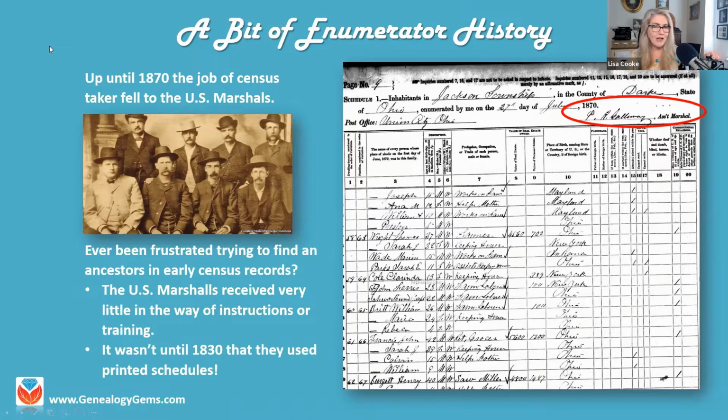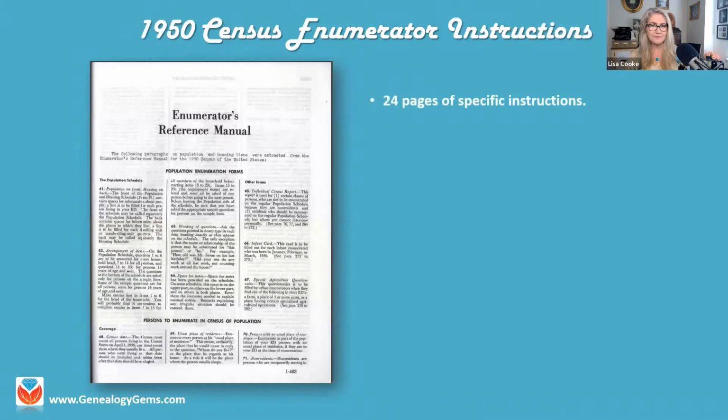So these are folks who were not hired just to do this. They did not go through the training programs that they did in 1950, so you can really see how there would be quite a range of accuracy. And so for those earlier censuses, they didn't receive hardly any training, and really everybody didn't get forms printed until about 1830. So it really makes a difference on the accuracy.